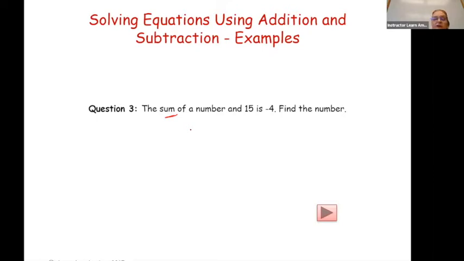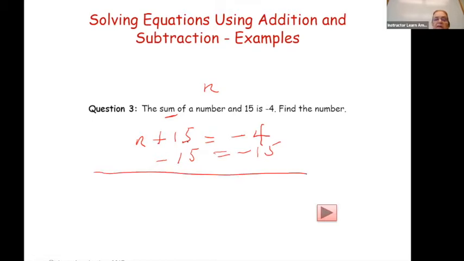Sum means addition. If we let the number be, say, n, we have the number n added, because sum means addition, to 15, and this gives us -4. The "is" means equals. So we now subtract 15 from both sides. These add to 0. This adds to -19. And so n is equal to -19.